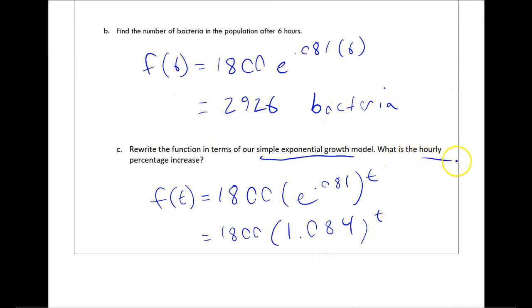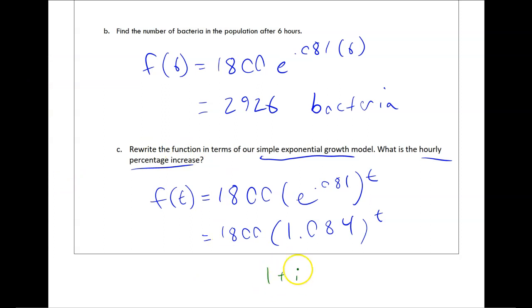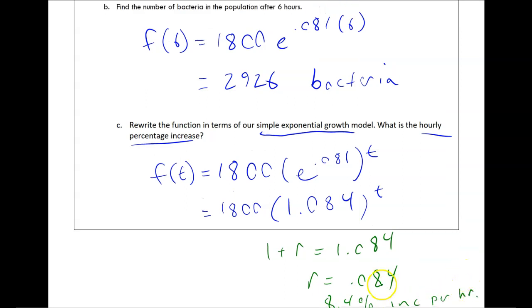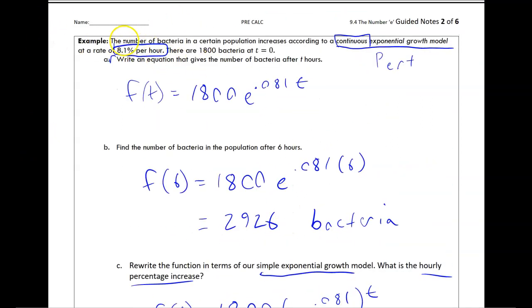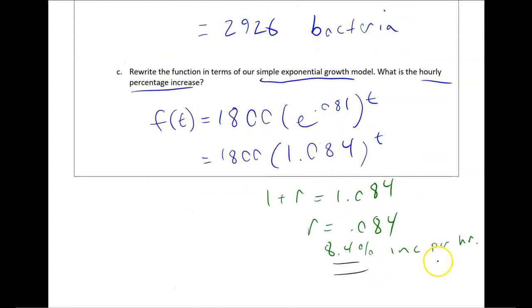And our hourly percentage increase, well, if 1 plus r is 1.084, then r would be 0.084, or an 8.4% increase, right? And notice this 8.4% is a little bit bigger than 8.1%. And that's because we're compounding continuously. So compounding continuously causes a function to grow very quickly. So it makes sense that our hourly increase is going to be a little bit bigger than the continuous rate that's given to us in the problem.